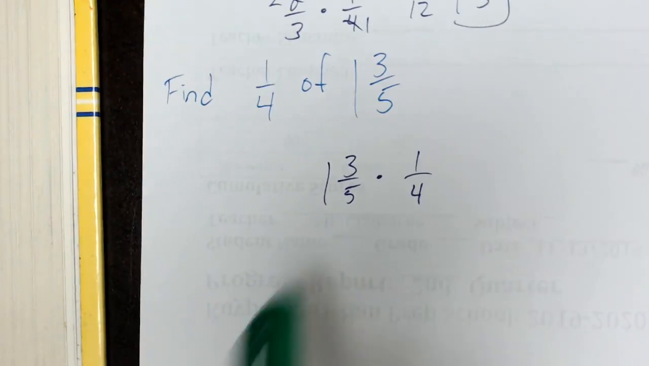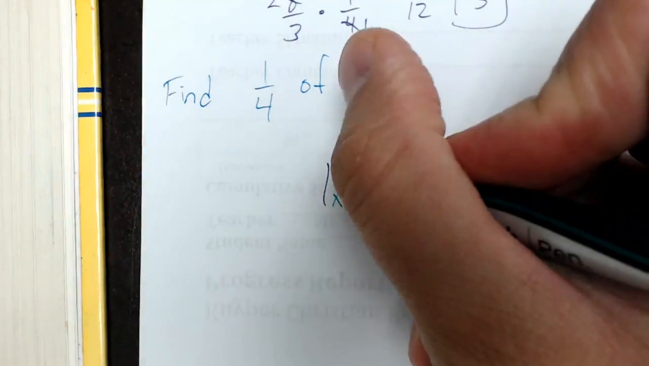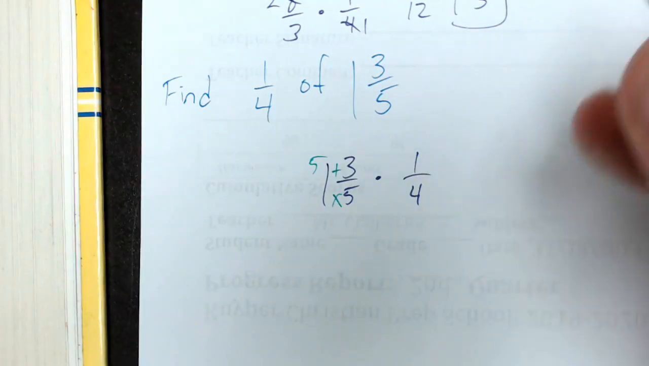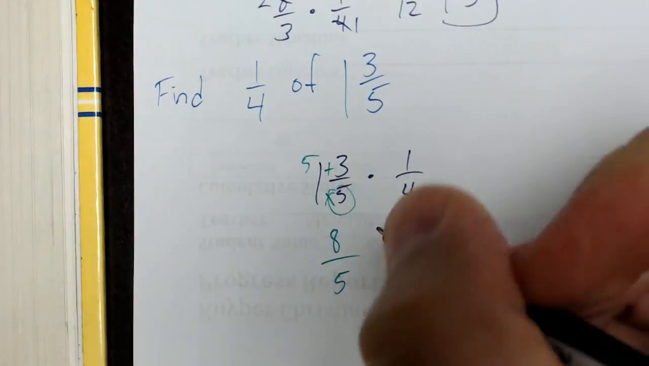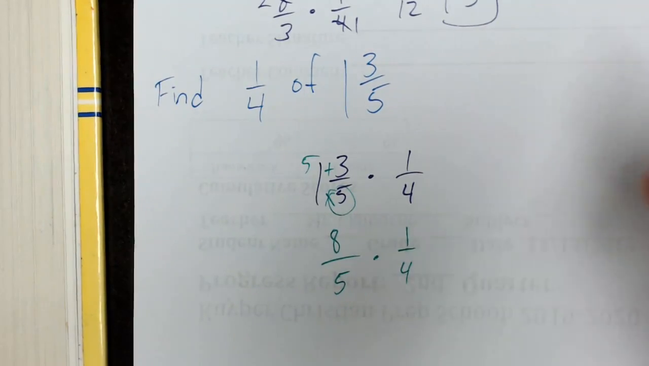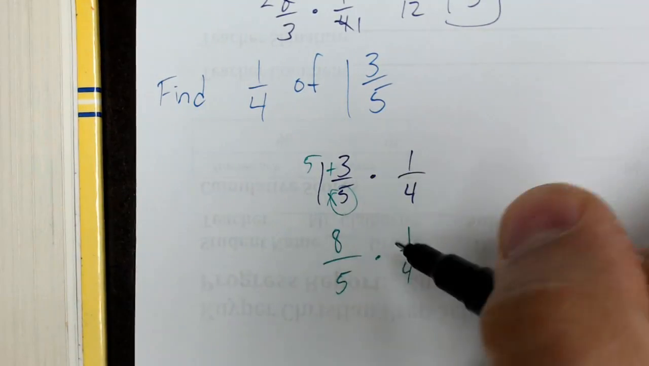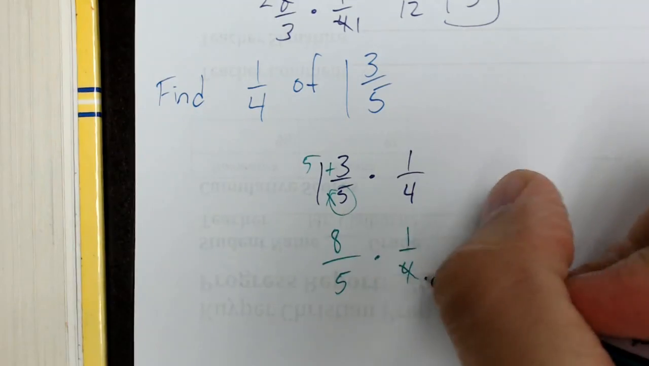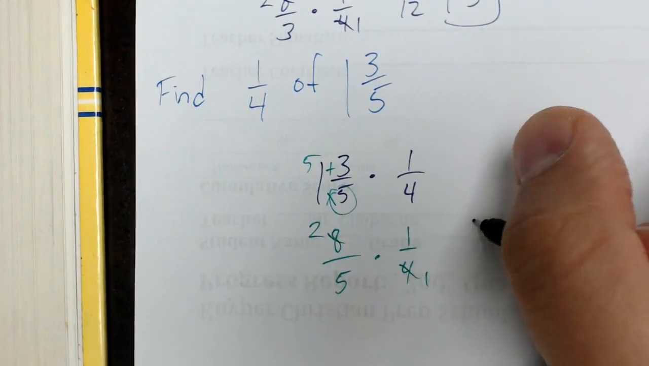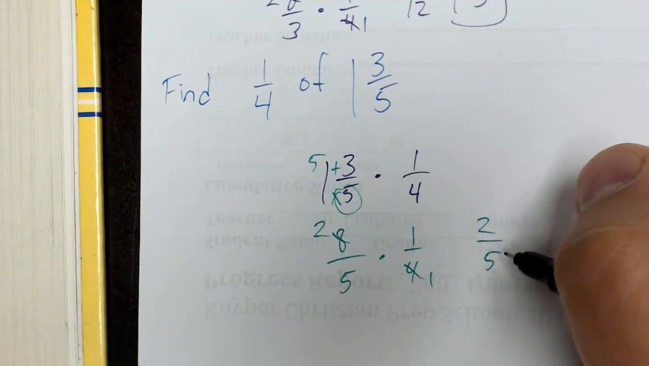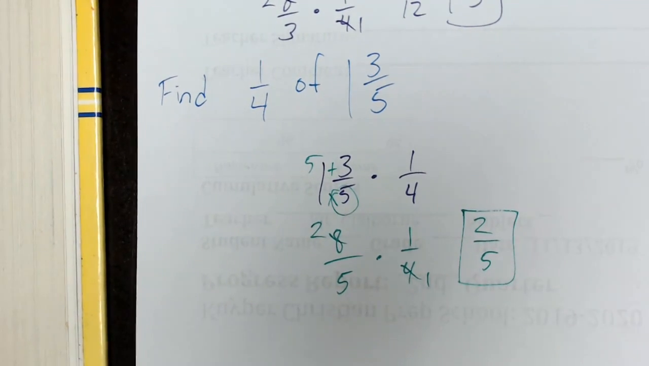The problem is this is a mixed number, so I'm going to rewrite it. 5 times 1 is 5. 5 plus 3 is 8. Denominator stays the same. 8/5 times 1/4, and this time I am going to cross cancel or reduce, because I can see 4 goes into 8 2 times, and 4 goes into 4 1 time. 2 times 1 is 2. 5 times 1 is 5. My final answer is 2/5.